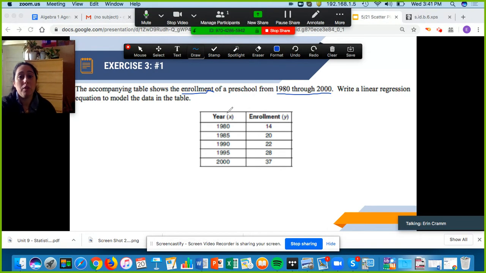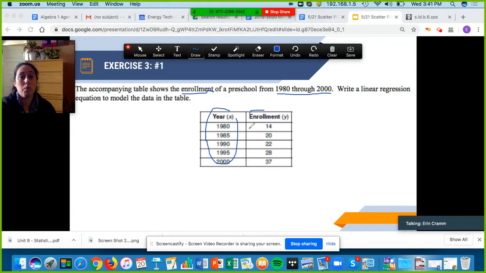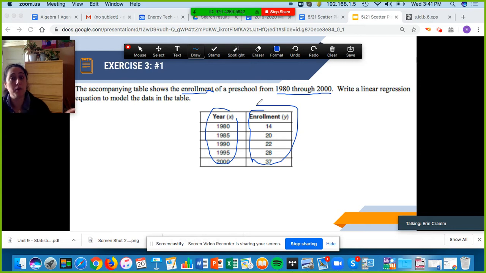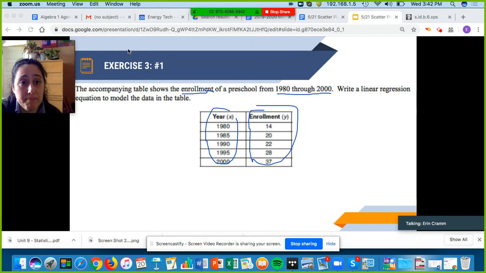Okay, so here are my X values. Here are my Y values. And we could make a scatter plot, just like we did on the last one where the scatter plot was given, and then kind of estimate a line of best fit. But here we're going to go straight to, well, what is the exact line of best fit? And again, you do need your calculator.